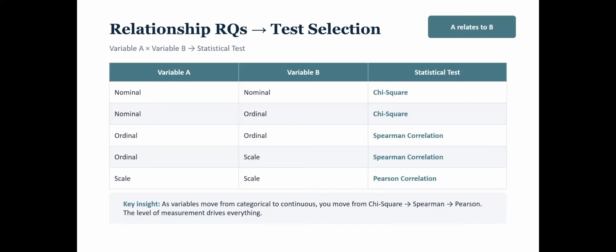You'll all get a copy of this, but feel free to take a picture of this with your phone as well. There's only 3 slides like this, and it gives you a little cheat sheet of what statistical test to use based on relationship kinds of questions and the particular level of measurement of a variable.